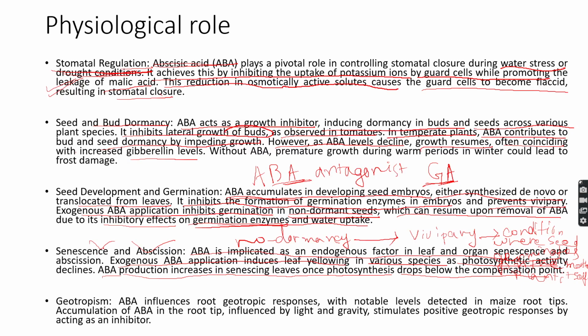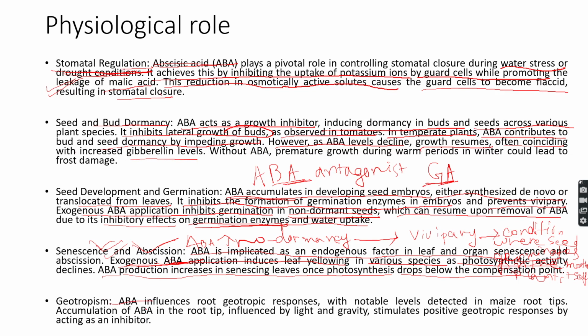Okay, this is the yellowing condition, where there will be dryness in the leaves. Such a condition can be induced through exogenous ABA application, or in natural conditions also. If we see, in such stages ABA concentration is high. So it basically causes senescence and abscission.